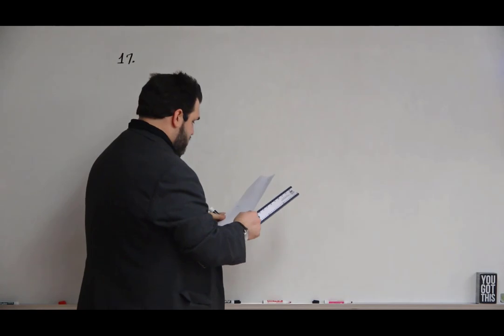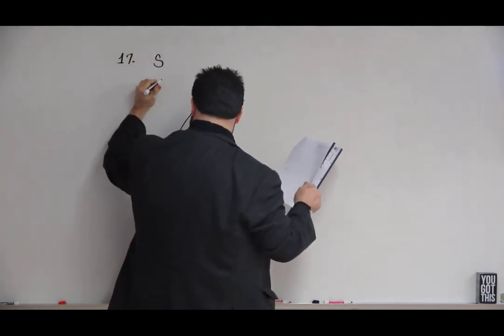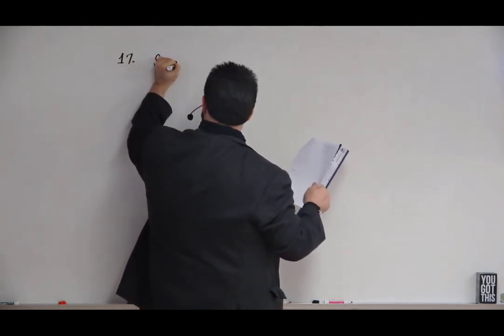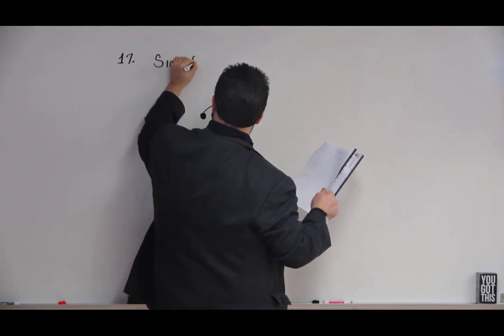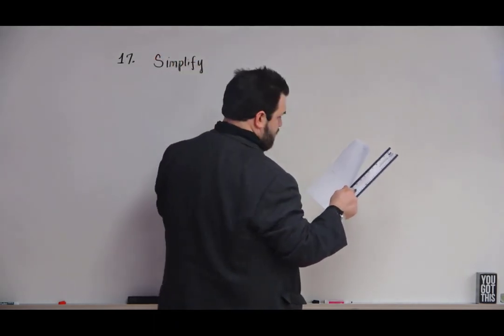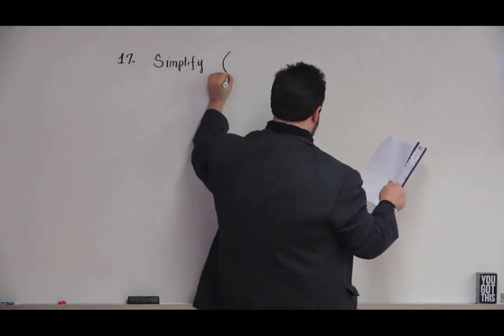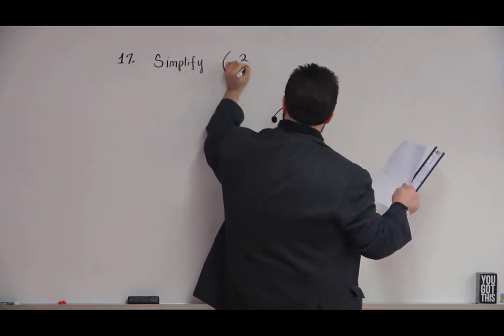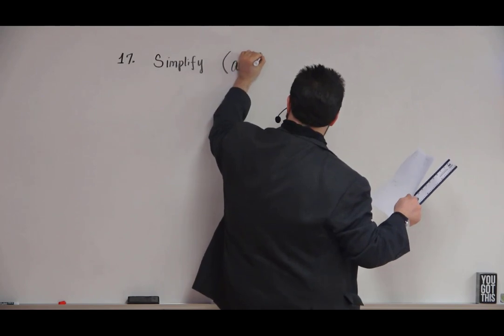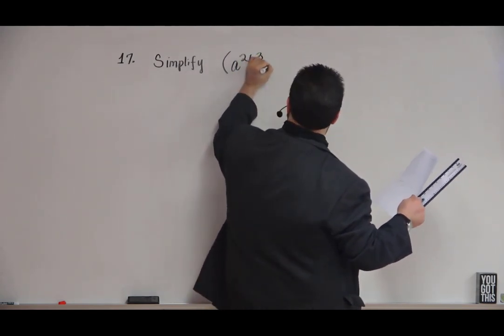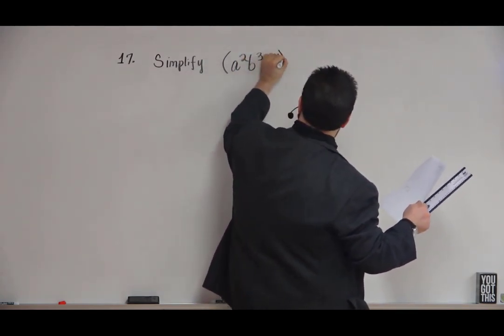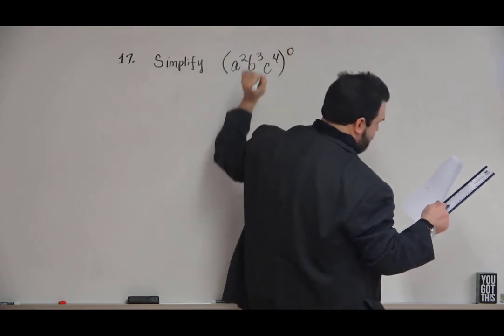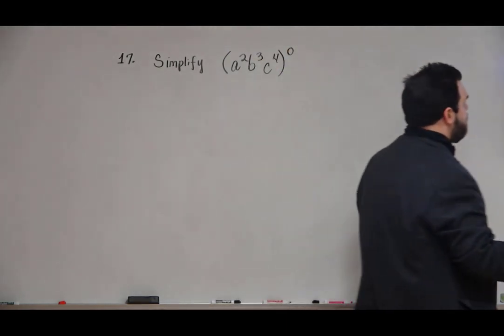Number 17. We're going to simplify something. Number 17 says simplify, open parentheses, and then we're given a squared, b cubed, c to the fourth. Close the parentheses, raise the whole thing to the power of 0. Okay, they want us to simplify it.